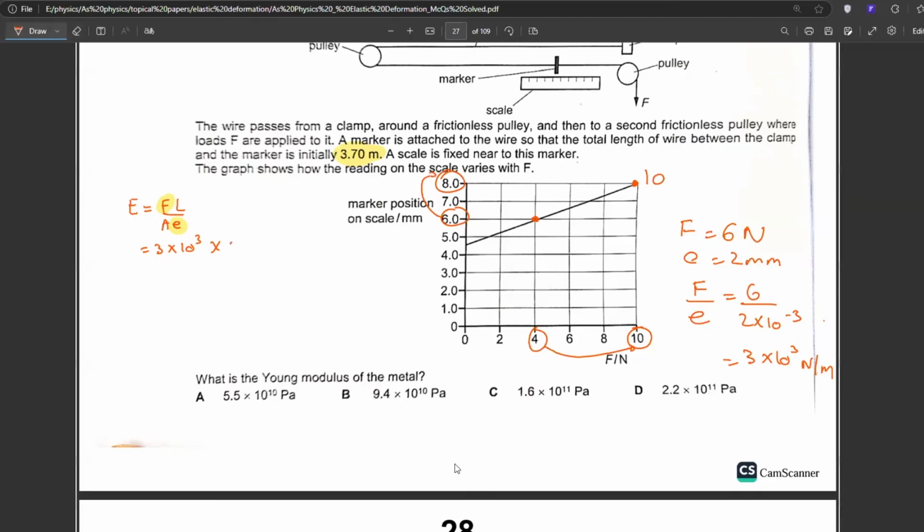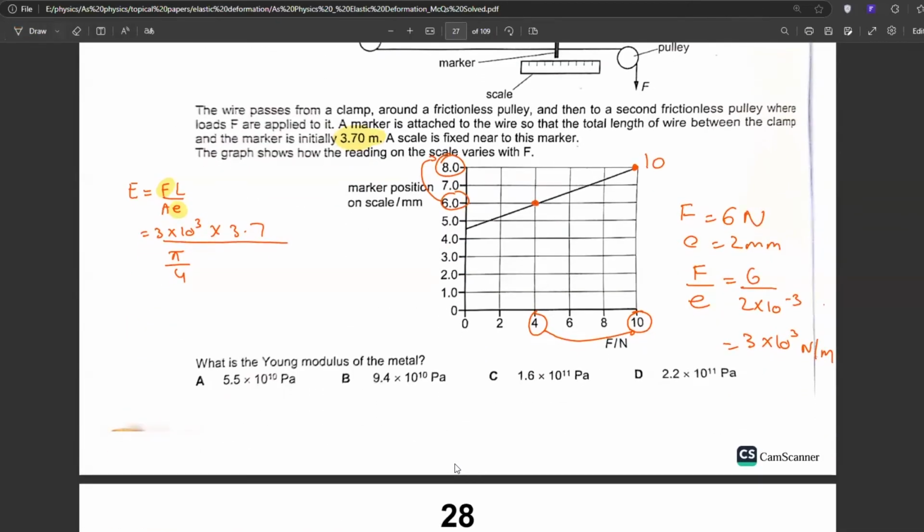3.7. Perfect. What is your area? Area is pi over 4 into the diameter square, that is 0.25 millimeter. 0.25 into 10 raised to the power of minus 3 whole square. Okay. So let's see this answer.